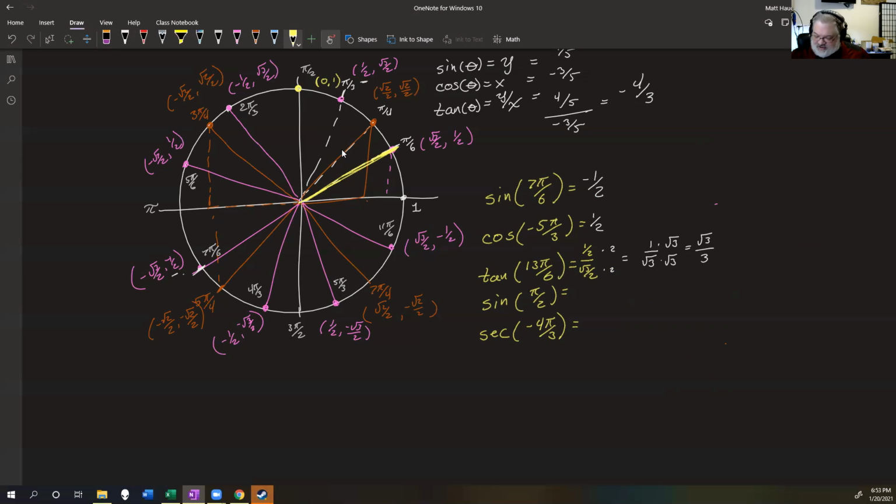So the sine is the y value. So yeah, it's 1. If we asked what the cosine of pi over 2 is, what's the cosine of pi over 2? It would be 0. What about the tangent of pi over 2? That's a great question. That would be broken calculators. Is that something that you can do? Well, that would be 1 over 0, right?